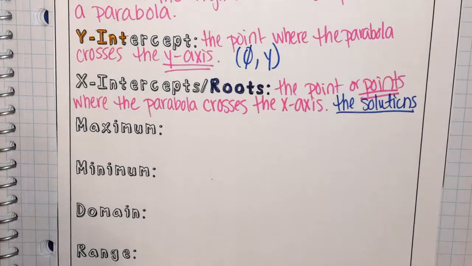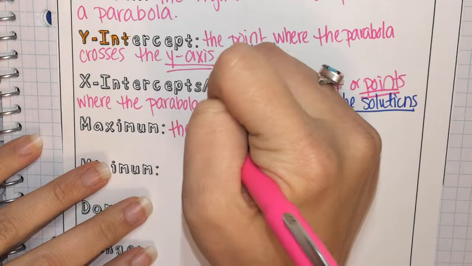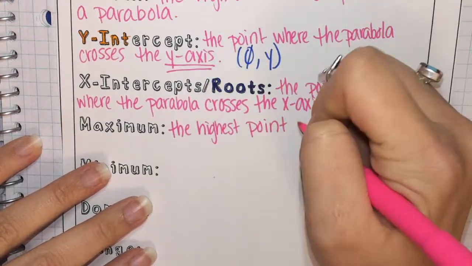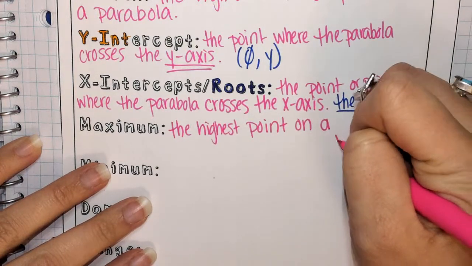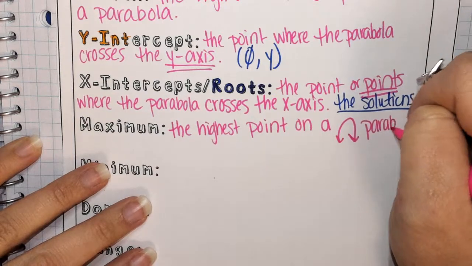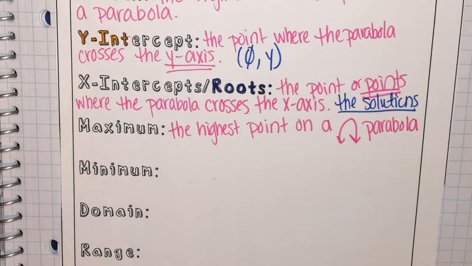So the maximum is the highest point on this shaped parabola. We're going to talk about what makes that shape tomorrow.